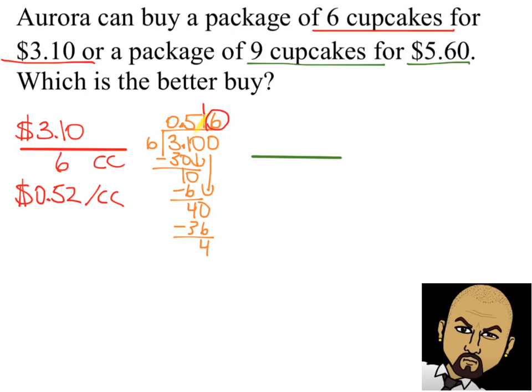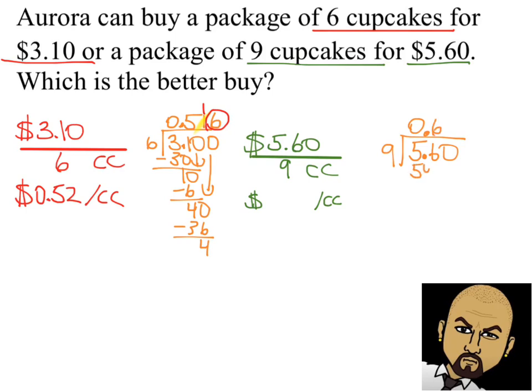So let's go ahead and figure out the unit rate for the other situation. Again, we're figuring out the dollars per cupcake, the price per cupcake. We put our units in, then we substitute our numbers, you divide your units, it's going to give you the price per cupcake, and then we divide the numbers on the side. $5.60 divided by 9. 9 goes into 5 0 times. 9 goes into 56 6 times. You subtract, you end up with 2. You bring down the placeholder. 9 goes into 22 2 times. You subtract, you end up with 4.